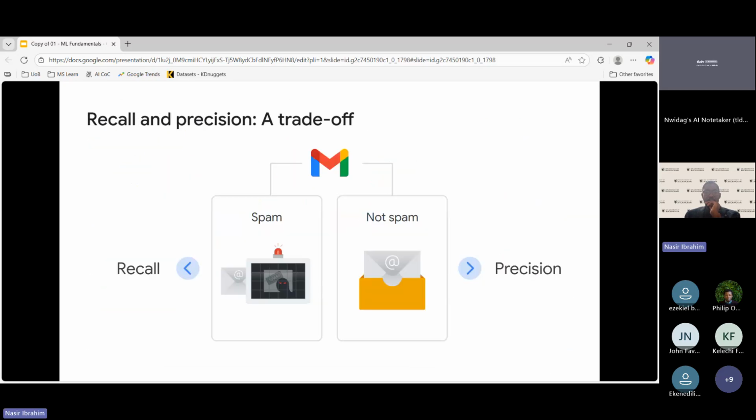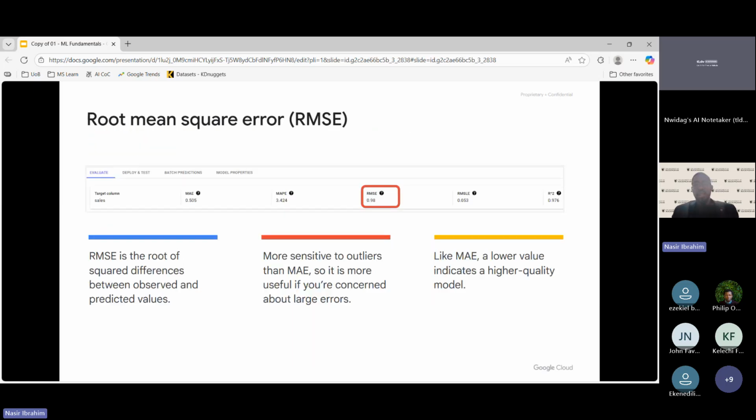Okay, I will continue until I come to recall and precision. Now, remember I said you need to evaluate the performance of your model. Depending on the type of problem that you have, in this case we're simply looking at supervised learning, whether it is regression or classification, there are different metrics that you can compute to give you an idea of how your model is performing.